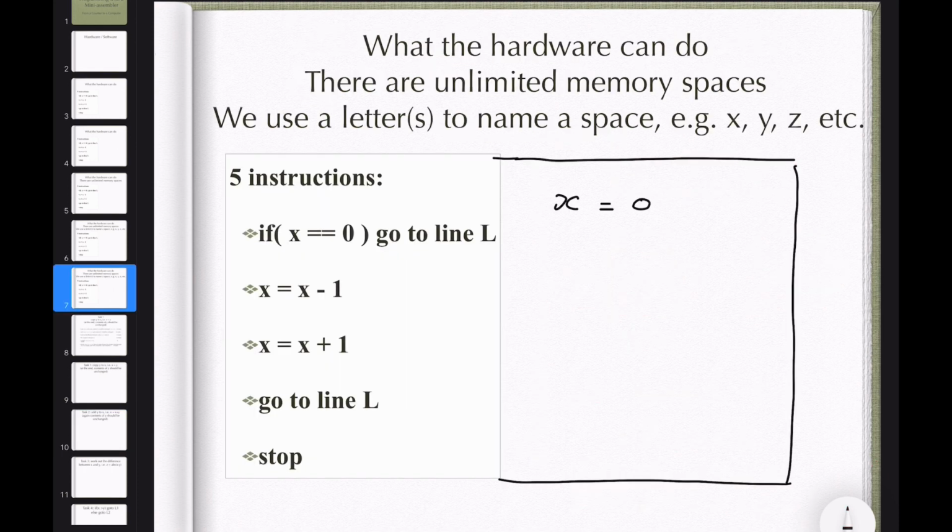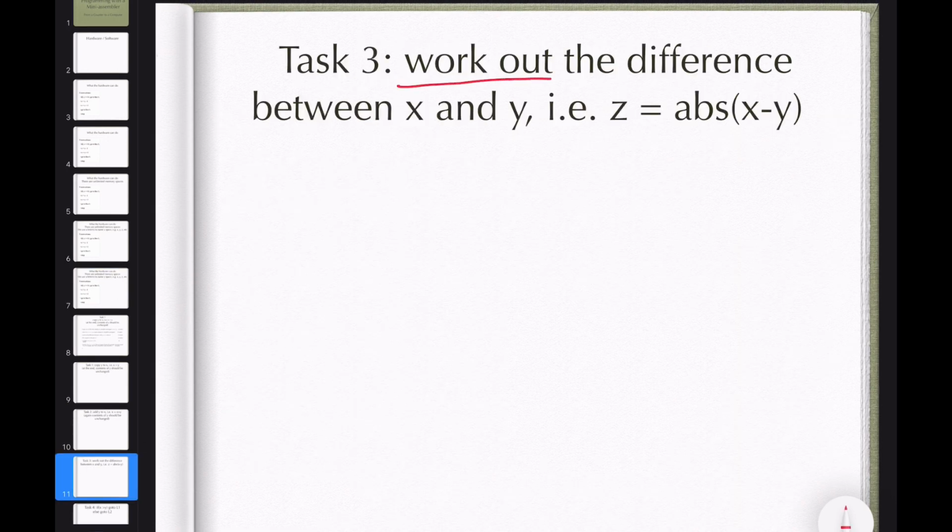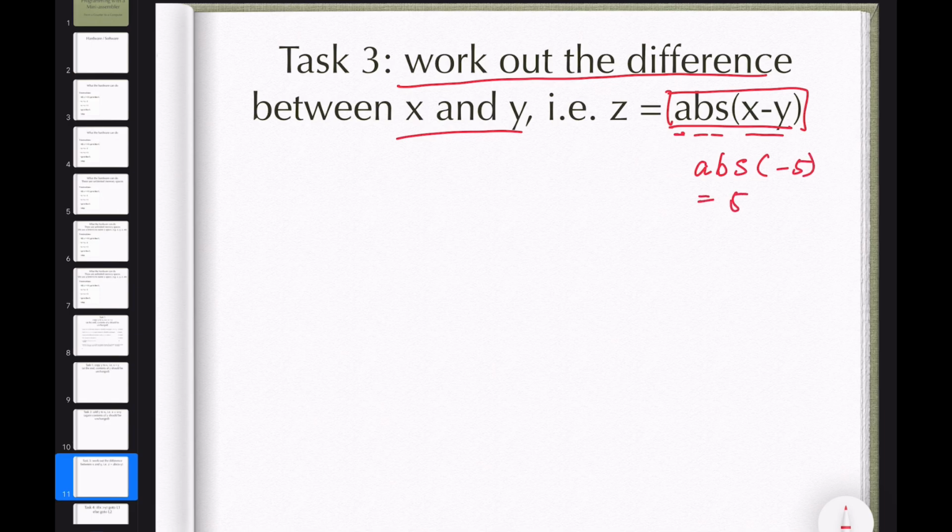Now let's add the two functions we implemented to our box. In the following tasks, you can make use of all of those. Our third task is to work out the difference between x and y, which is actually performing a subtraction. ABS means absolute value. Absolute value means when it is negative, we simply remove the negative sign and turn it to positive. If it's positive, we just keep it unchanged.